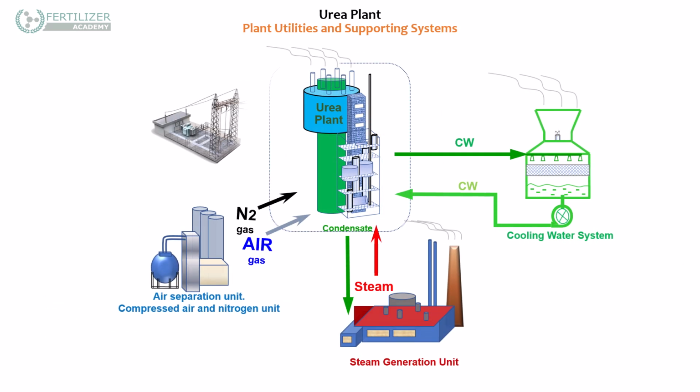Lesson 10. Plant utilities and supporting systems. This lesson covers the main utility and supporting systems of a urea plant that ensure reliable and continuous operation. The role of utilities such as steam, cooling water, instrument air, and other auxiliary systems is introduced.